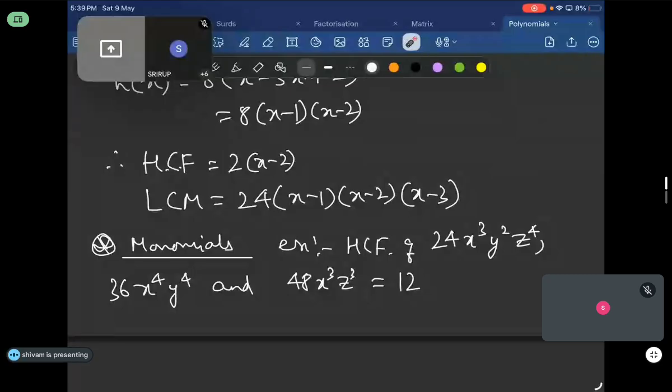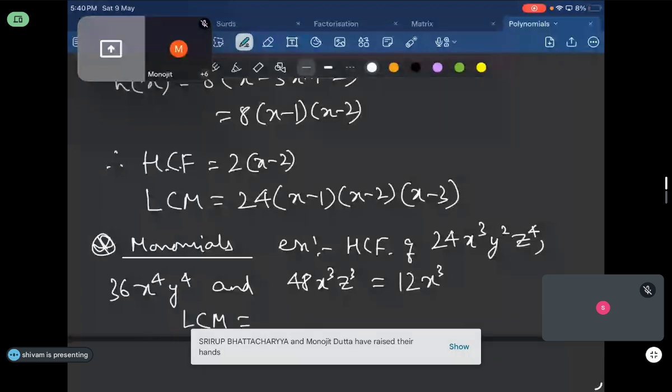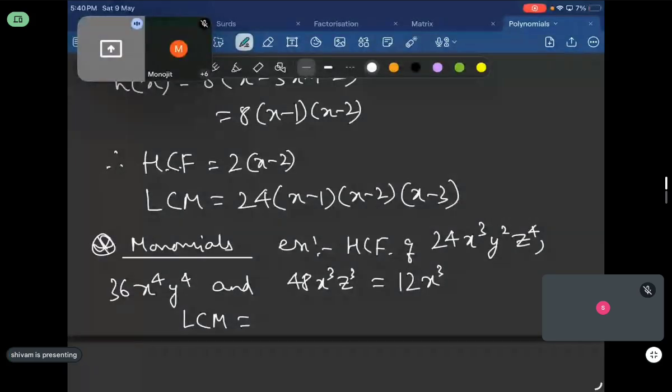So next, LCM. Can someone tell me the LCM? Raise your hand. Yes, Arush, go on. I'll find out the LCM of 24, 36 and 48 for you, right? You will find out. So 96 x to the power 4 y to the power 4 z to the power 4. So 96 is divisible by 36, right?